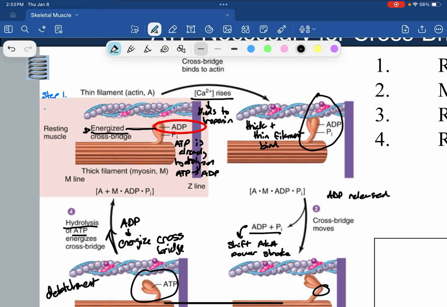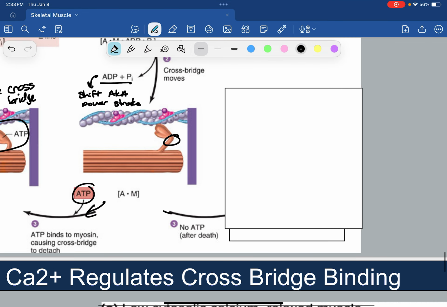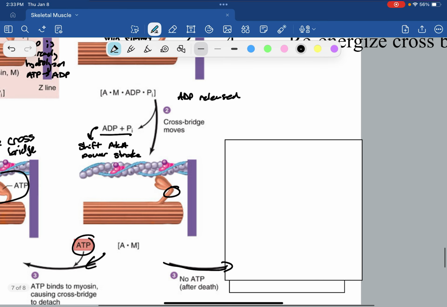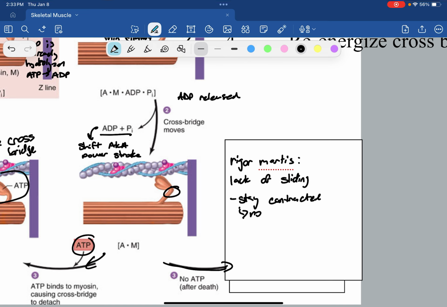Now, if we follow this arrow down here, no ATP. If there's no ATP in the body, or let's say after death, then it's going to cause something called rigor mortis, or the lack of movement in the muscles. So lack of sliding, you could say. And that's because they're going to stay contracted, basically. And this is because no ATP. And if there's no ATP, then there's going to be no detachment.